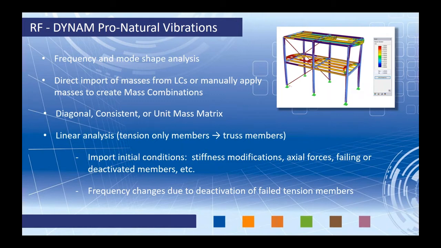We do have the diagonal, consistent, or unit mass matrix available here. And again, this is a linear analysis, so something like a tension-only member is replaced with a truss member. Now there are some other nonlinearities that may simply be ignored as well, such as a failing support. However, we can import initial conditions such as stiffness modifications, axial forces, and failing or deactivated members.